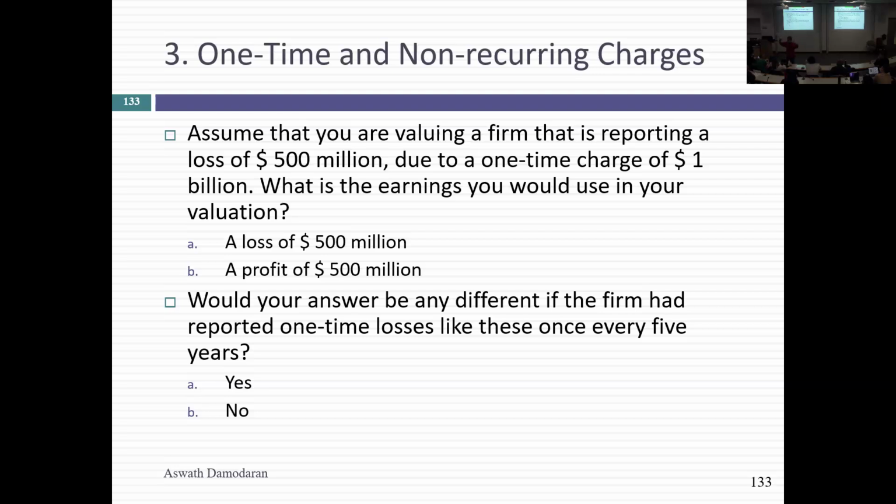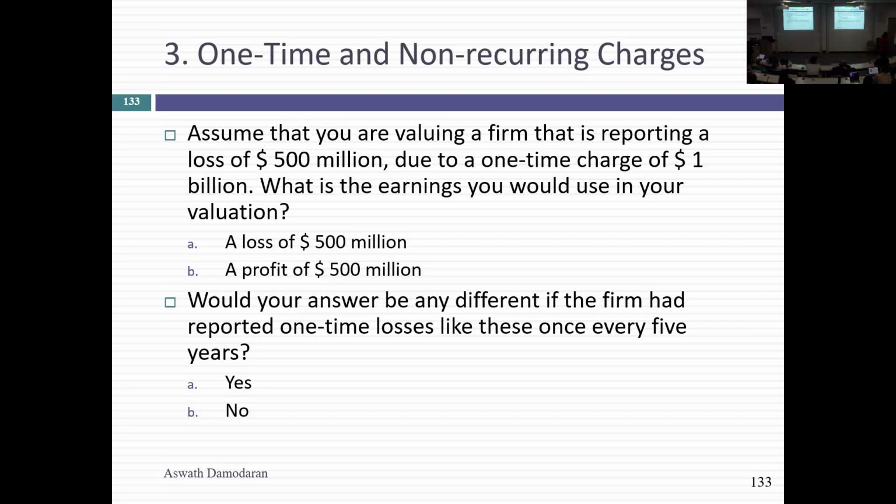Analysts apply 8 times EBITDA. You're tempting me to move numbers below that line. And that's exactly what companies are doing. So if you had a one-time charge every 5 years of $1 billion, how would your answer be different? What would you do differently?